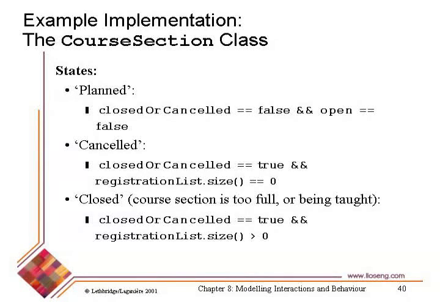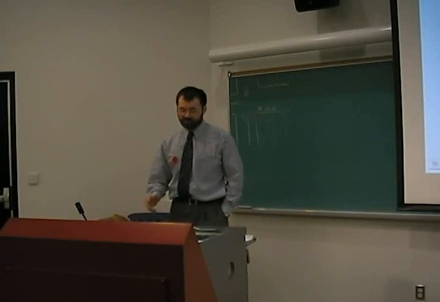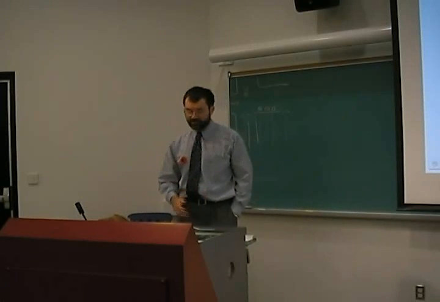Closed, on the other hand, is a different case. Closed means that the course section is either too full or being taught. We're not accepting new students in it. So closed or cancelled is true, meaning we're not accepting new students, and the registration size is greater than 0, so we have some students in the course. That's the difference between cancelled and closed. So these are the two states that were over on the left-hand side of the diagram.